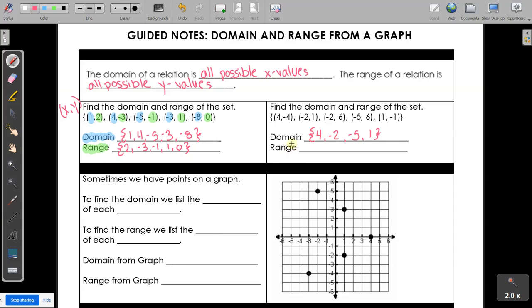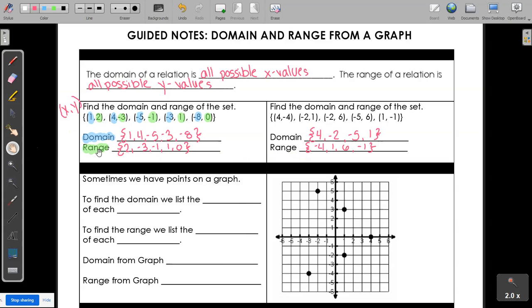Range are our y values. So we have -4, 1, 6, 6, but we don't repeat it. So we just let it be, and then -1 and squiggly brackets.